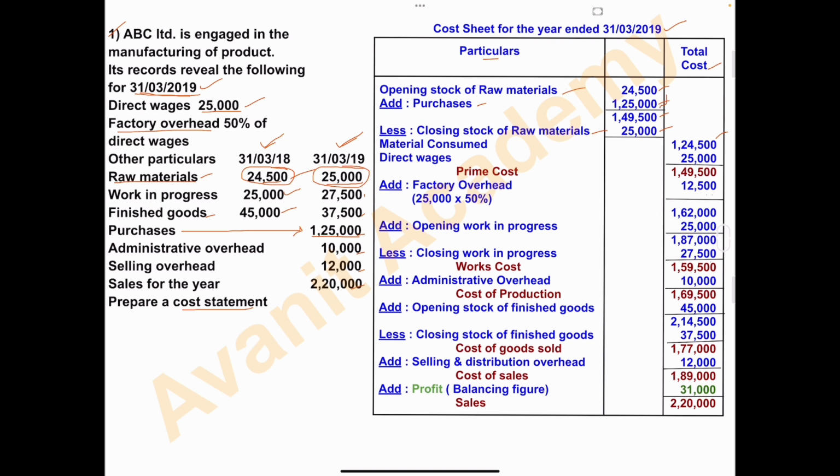To this amount, write material consumed. Material consumed is 1,24,500. Got all of you?